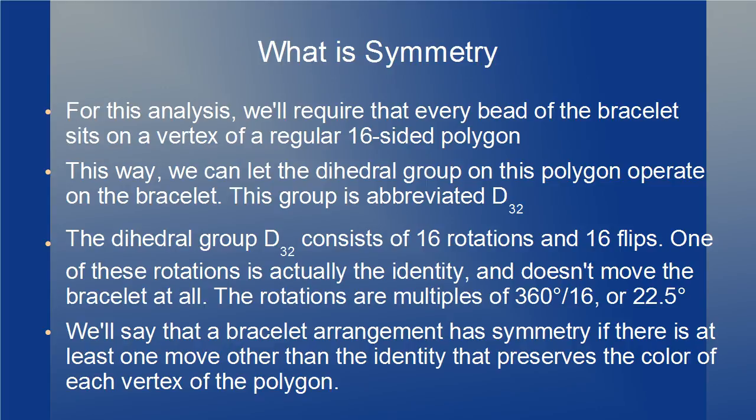We'll say that the bracelet has symmetry if at least one of these moves, other than the identity, preserves the color of each vertex of the polygon. In other words, if a new bead has arrived at a vertex, it is the same color as the old one that was there before the move.